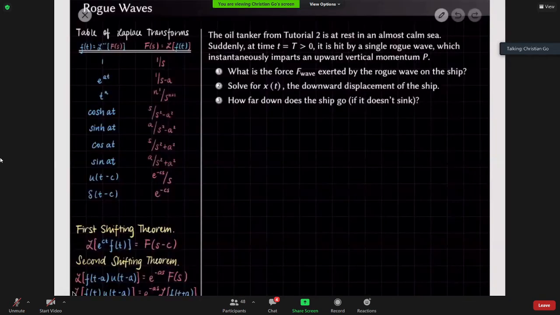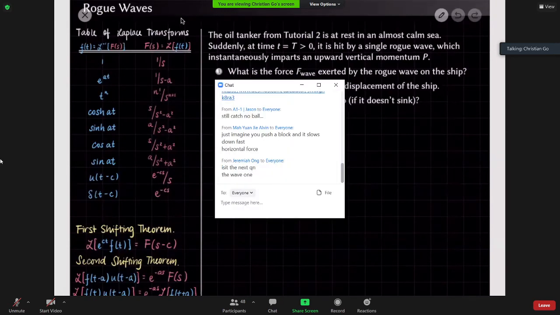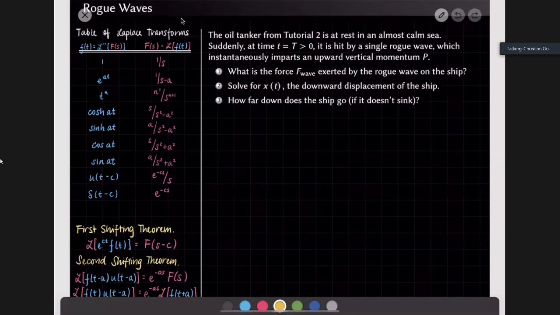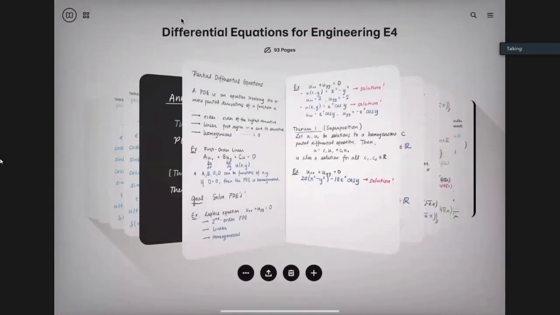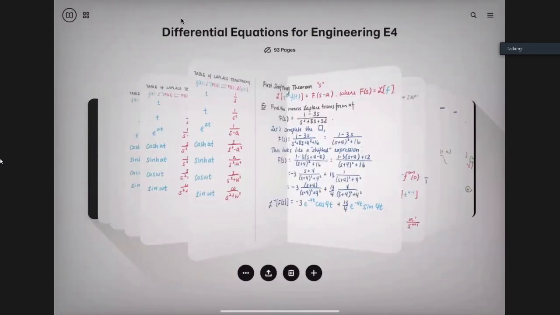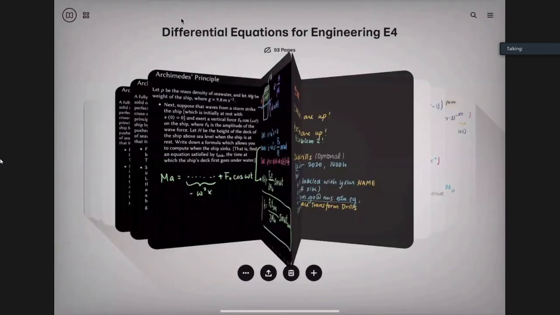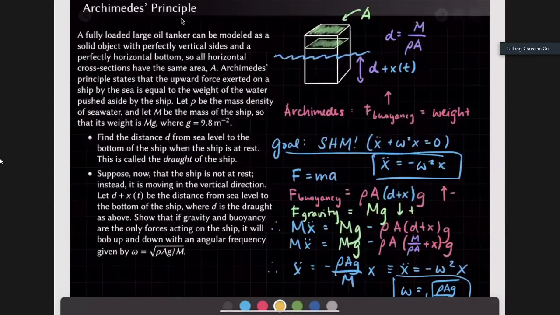Let's do this. This is the problem I was thinking of just now. An oil tanker is at rest in an almost calm sea, and it is hit by a rogue wave at time big T, which instantaneously imparts an upward vertical momentum. So just to recap, what did we see in tutorial 2? Is it still here? Do we still have it? Oh, yeah, we still have it.